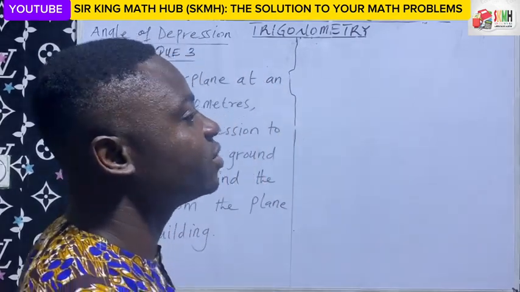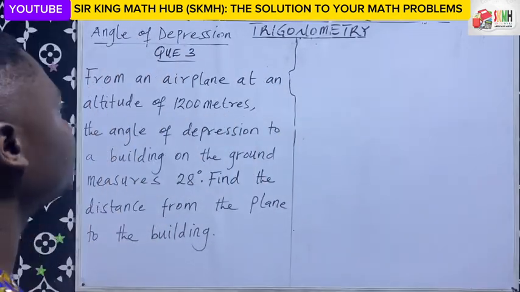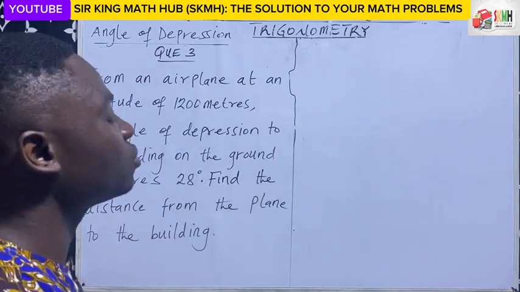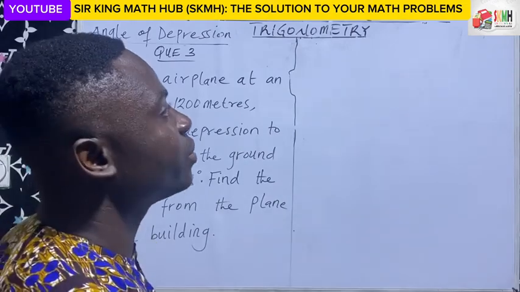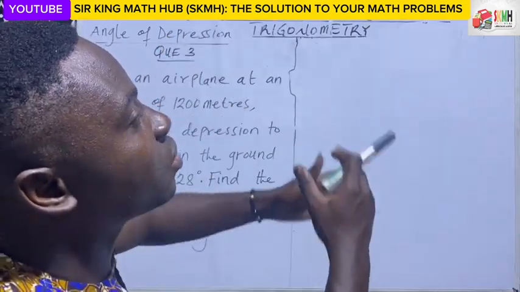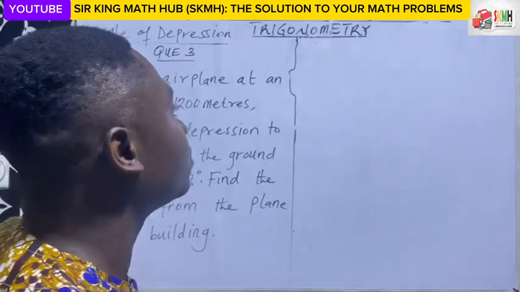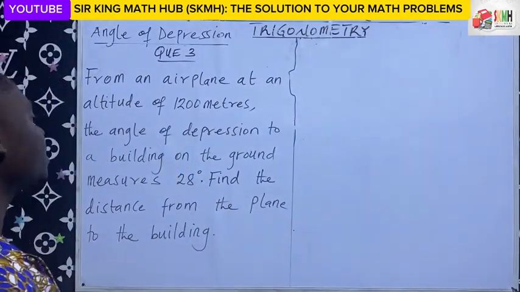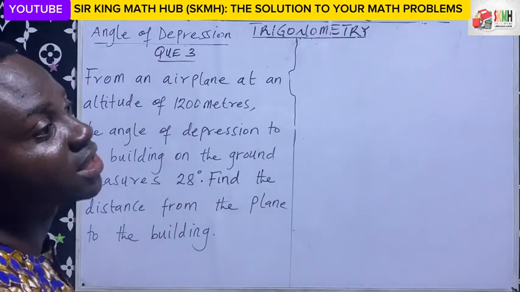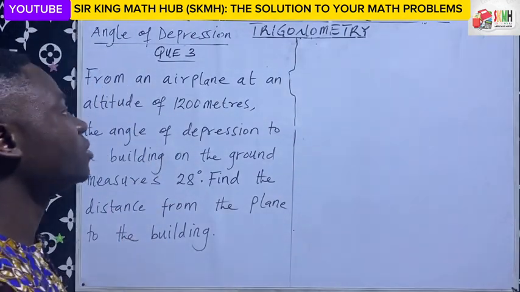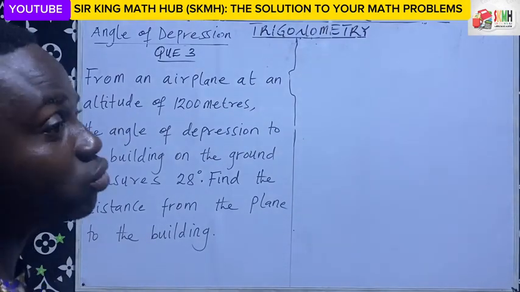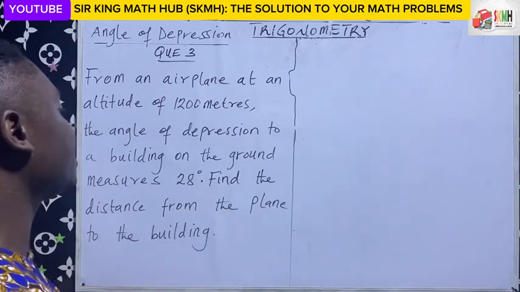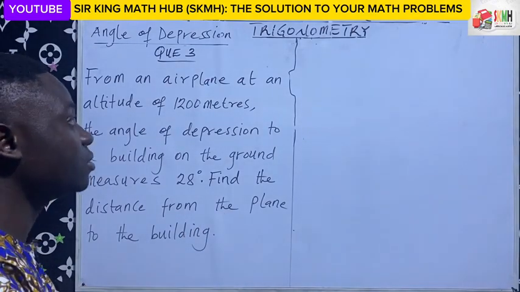Still on trig, angle of depression. Question 3, I read: from an airplane at an altitude of 1,200 meters. So meaning that when you measure the height or the distance from the airplane to the ground level, that should give us 1,200 meters. The angle of depression to the building on the ground measures 28 degrees. So from the airplane, the angle of depression to the building on the ground measures 28 degrees. So we have to find the distance from the plane to the building.